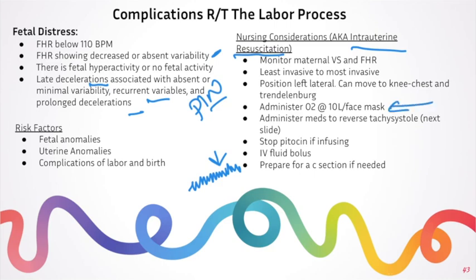Give them O2 by a tight face mask at 10 liters. We're not using nasal cannulas. We're not doing 2 liters. Make sure you let them know there's a lot of air coming through the mask and take nice deep breaths. Babies love it. We can give meds to reverse tachysystole.